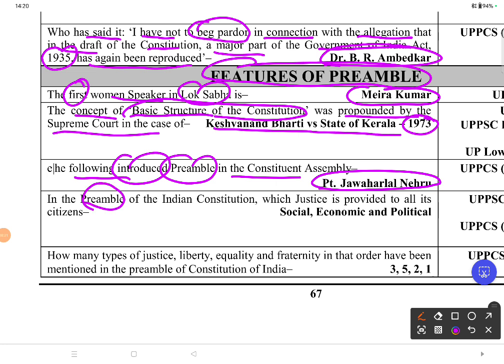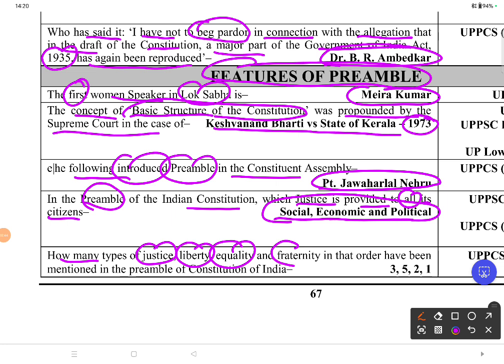In the preamble of Indian Constitution, which justice is provided to all its citizens? Social, economic and political. How many types of justice, liberty, equality and fraternity in that order have been mentioned in the preamble of Constitution of India? That is 3, 5, 2, 1 respectively.